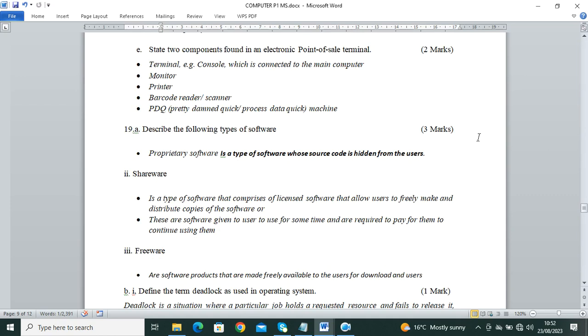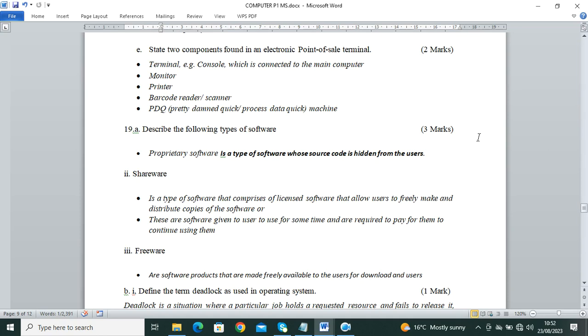Question number 19, describe the following types of software. We have proprietary software. You also have shareware and freeware. This is Form 1, second topic, computer systems, and a subtopic, software. So proprietary software is a type of software whose source code is hidden from the user. Just like Microsoft Word, you cannot see the codes.